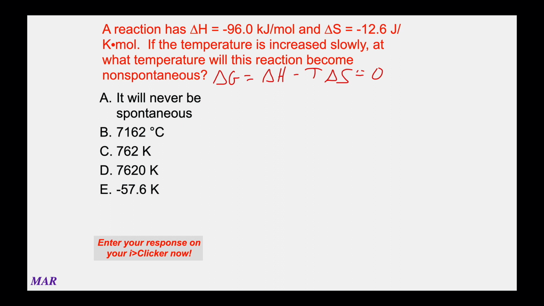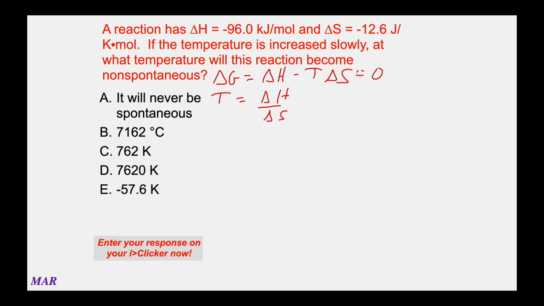So delta H will equal T delta S, or T is going to equal delta H divided by delta S. The temperature that pops out will first of all be in Kelvin, and second of all, that's going to be the threshold between spontaneity and non-spontaneity. Lower temperatures in this problem will be spontaneous. They'll give you negatives, but higher temperatures are the ones that are going to give you the non-spontaneous.